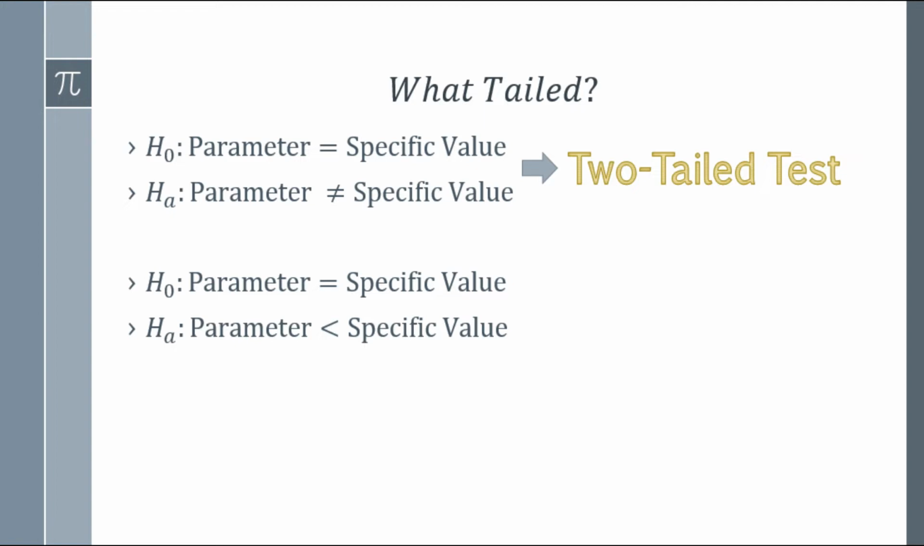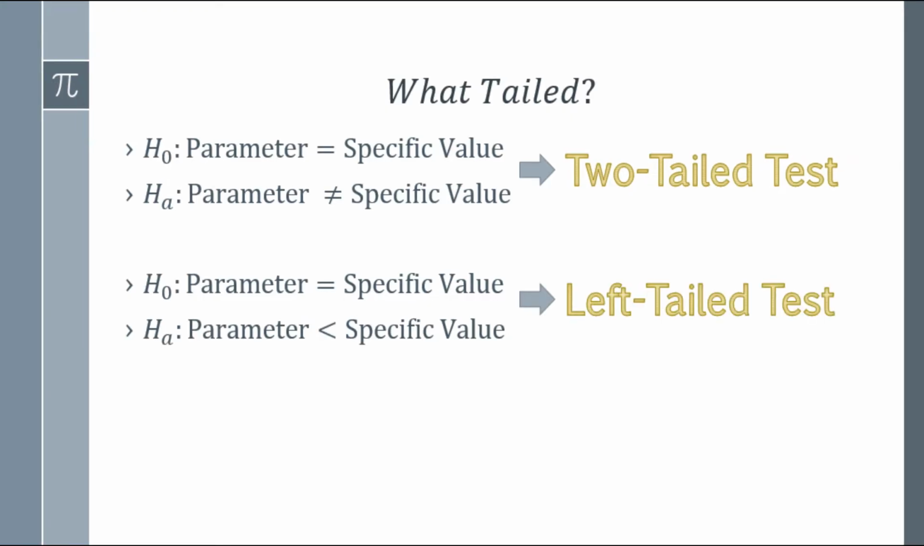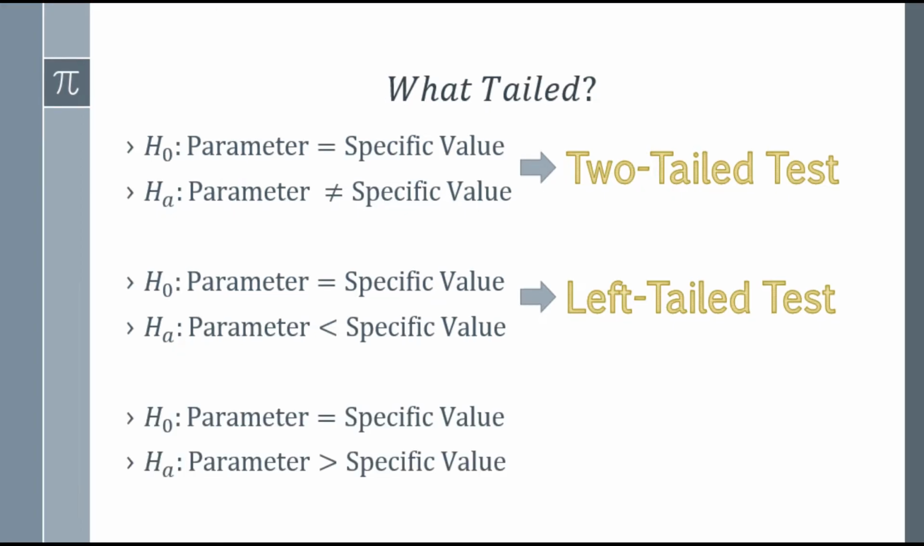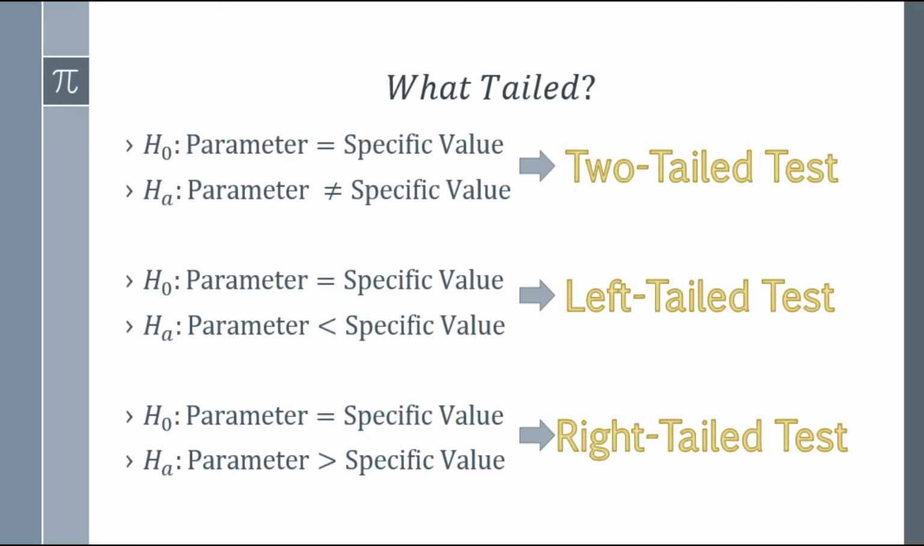Next one, paano naman kung ang H0 mo ay parameter is equal to specific value, or yung pangalawa is HA parameter is less than the specific value? So, that will be left-tailed test. Kapag ito ay less than, ito ay magiging left-tailed test. And lastly, parameter is equal to specific value for the H0, at ang HA natin, that will be parameter is greater than the specific value. That will be the right-tailed test.